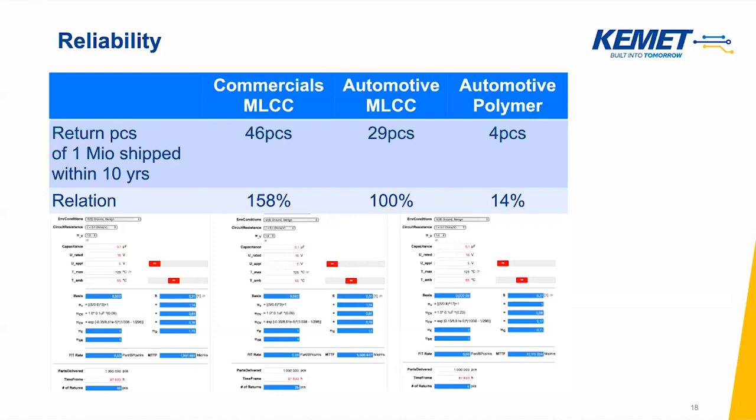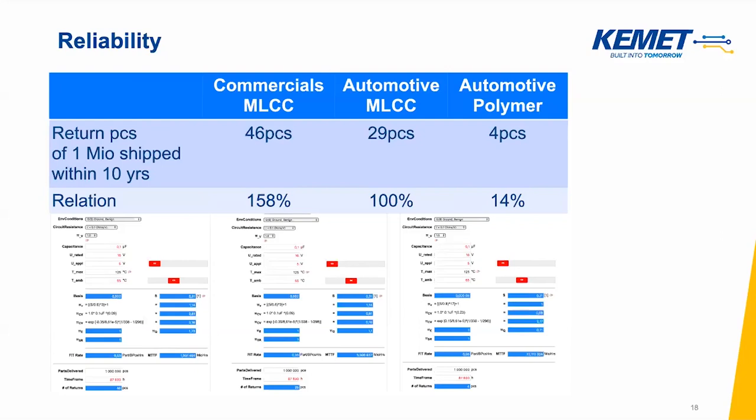If somebody really placed commercial MLCCs by accident and you ship 1 million pieces, your return rate will be 46 pieces for commercial, which is 158% related to automotive MLCCs. Here it is set to 100%. That means 100% is 29 pieces.